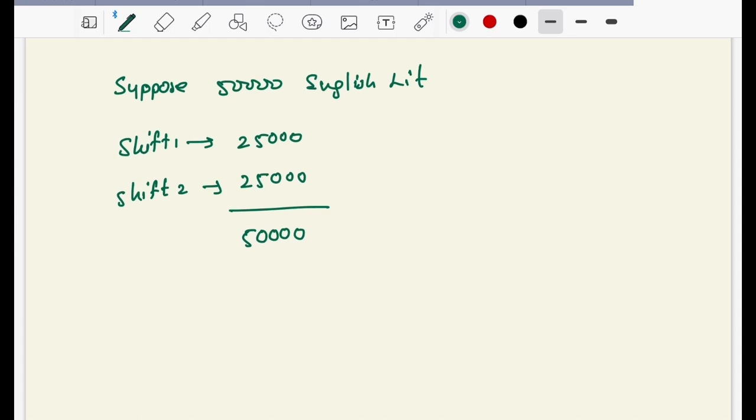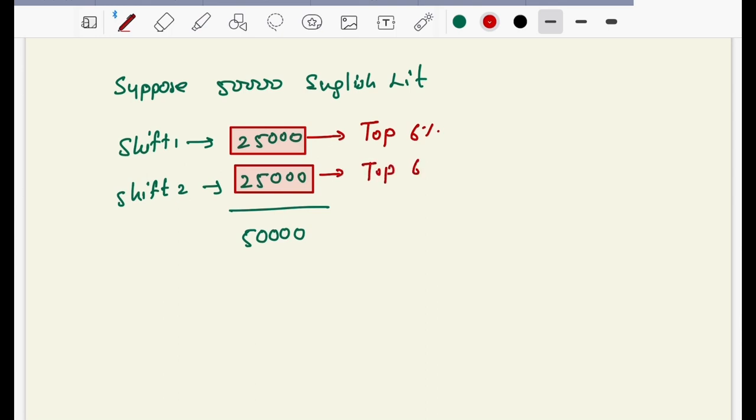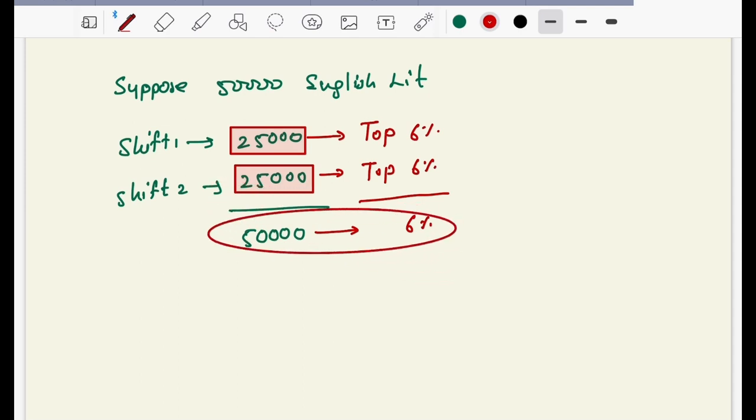Now UGC NET follows just a simple process. What they will do from here is, out of these 25,000 students and out of these 25,000 students, they are going to select the top 6%. Top 6% students from here and top 6% students from here. So this will again make 6% of 50,000. I hope that you might be knowing this much maths, that the percent will not be added, it will just make 6% of 50,000, right?